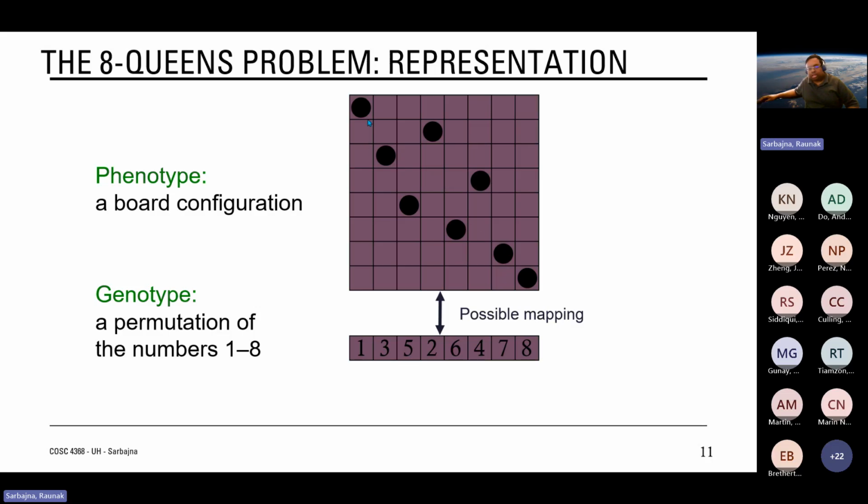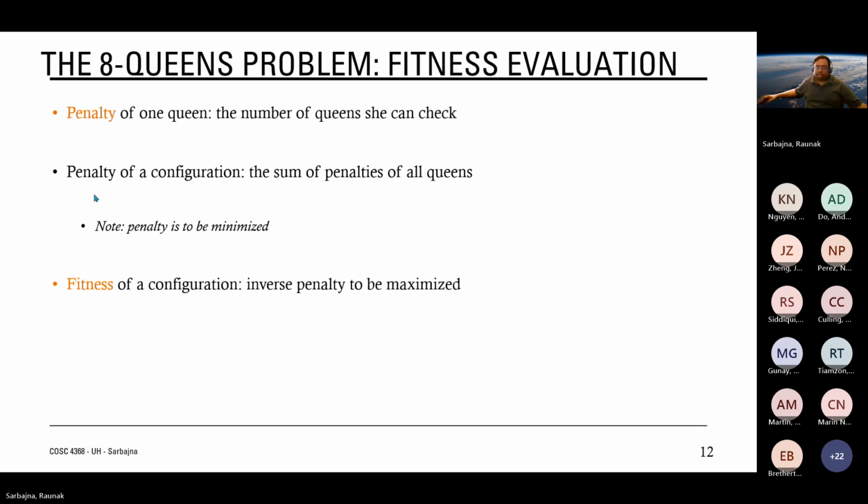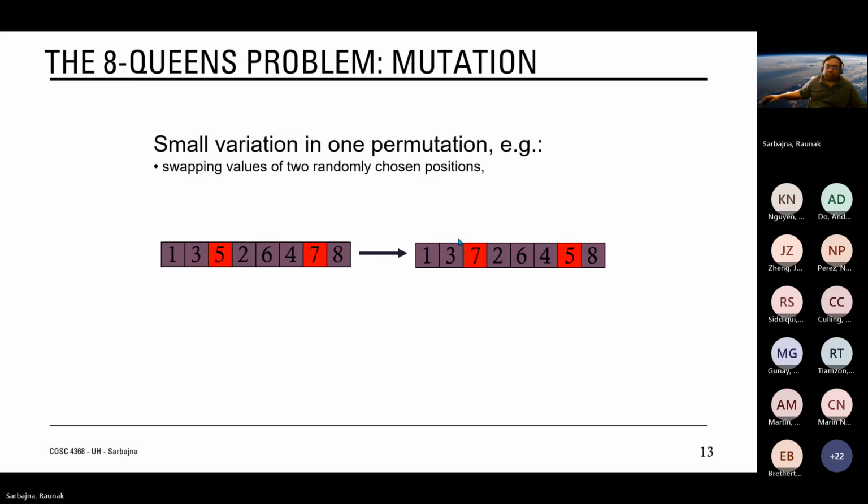In here you can see for this queen, you have a penalty. You have two penalties, two queens are falling into you. You can continue to do this and calculate the possible penalty for each queen, and then you sum them up to find the sum of all penalties. The goal of the fitness function would be maximizing one over the sum of p. That would be the fitness evaluation.